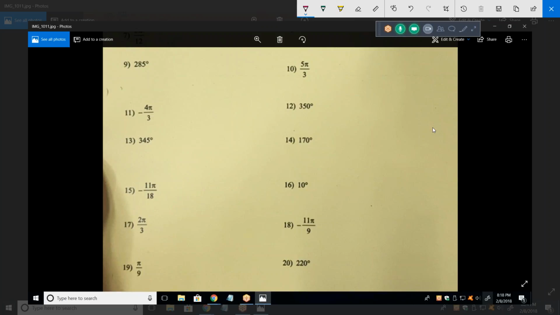Let's see. Did I skip one here? I think no. 16. Wouldn't that just be pi over 18? Good. Okay, how you did it. You did it in one step. Okay, 17. Use the easy method.